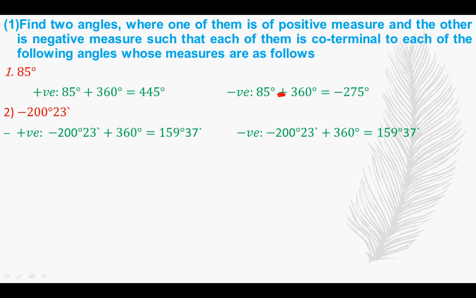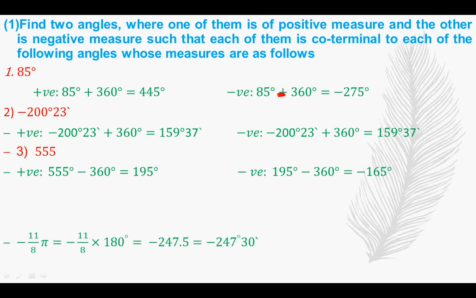Here, I will explain it to you. I will write it down now. The first one is negative 200 degrees and 23 minutes plus 360. So the result will be 159 degrees and 37 minutes. But to find another coterminal angle, we subtract 360. So it will be negative 200 degrees, 23 minutes, minus 360.